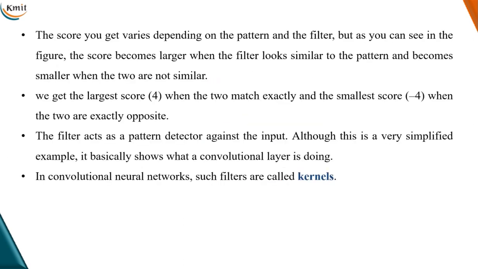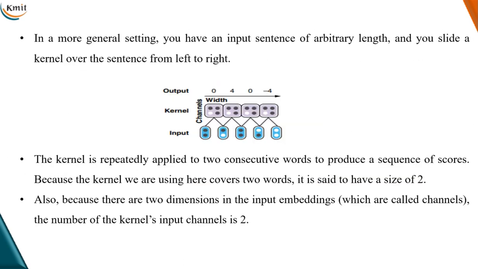Now, more generally, if you have an input sentence of arbitrary length, we slide a kernel over the sentence from left to right. We repeat this process applied to 2 consecutive words. As you can see here, each filter is applied to 2 different consecutive words to produce a sequence of scores. So I am getting my sequence of scores. For 2 word vectors, I am getting 1 score. For the next 2, I am getting another score. For the next 2, another score. And for the next 2, another score.